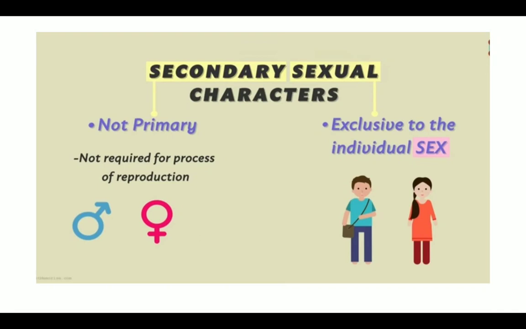The secondary sex characters are regulated by the hormones. This is a secondary sexual characteristic, that is not primary, that is not required for the process of reproduction. This symbol indicates male and this symbol indicates female. This is exclusive to the individual sex. That means the male as well as female are different in their nature. This difference is brought about only by the changes in the hormones. That is, due to hormone secretion only these changes are occurring.